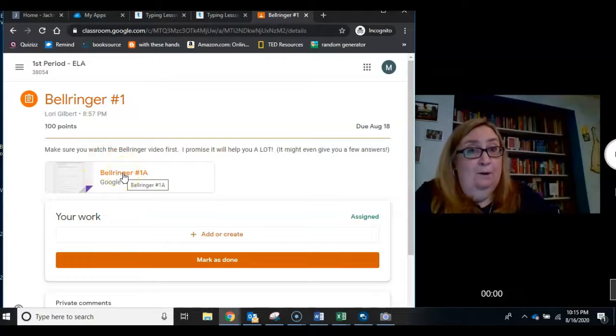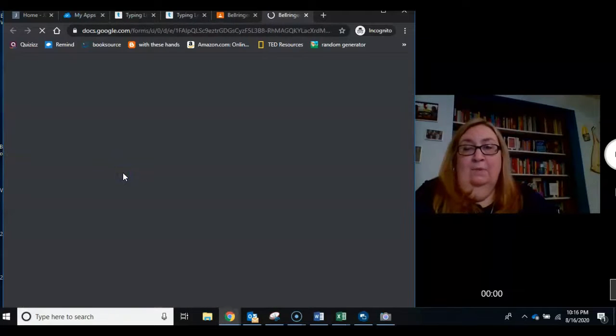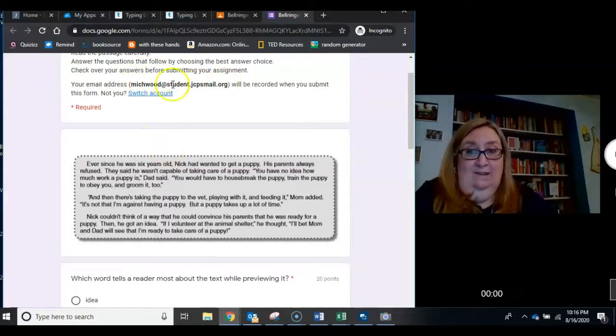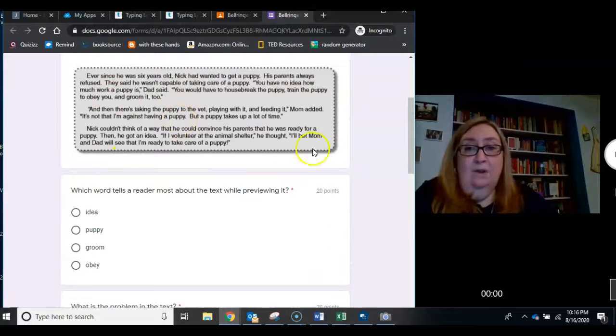It's a Google form. And it's gonna open in a brand new window. And it says, read the passage carefully. Answer the questions that follow by choosing the best answer choice. Check over your answers before submitting your assignment. Your email address will be recorded when you submit the form, and it'll have your email address there. And here's the whole passage. I told you it was short, right? It says, follow along, please.